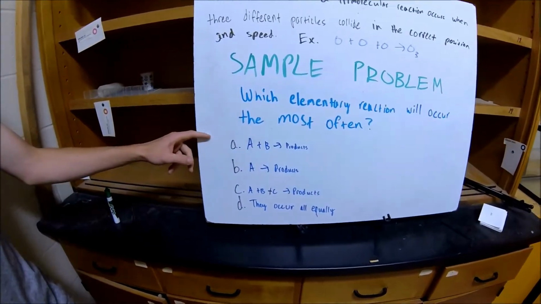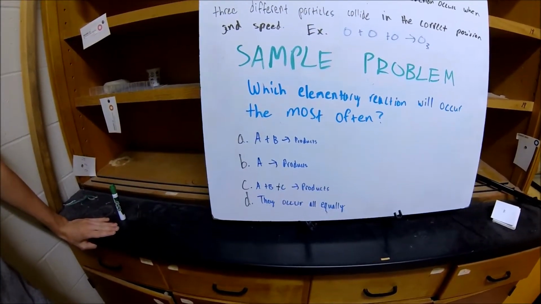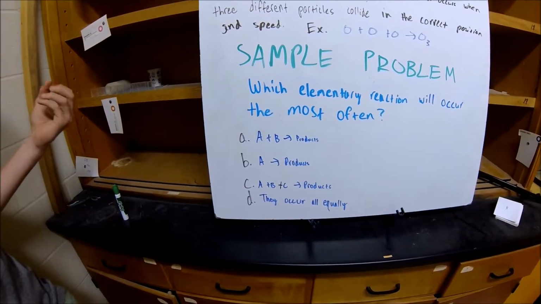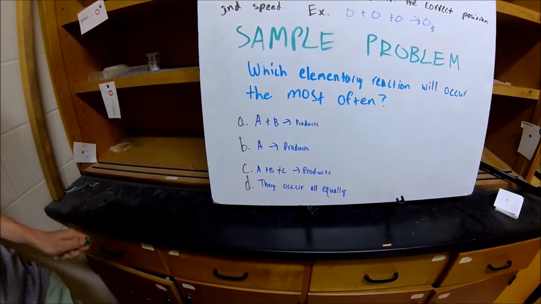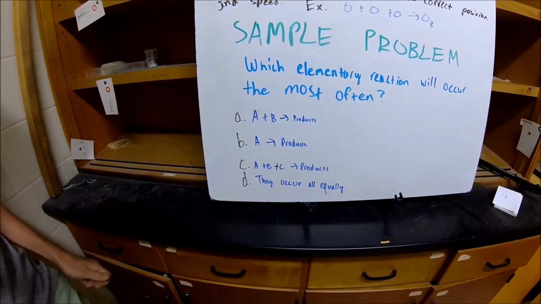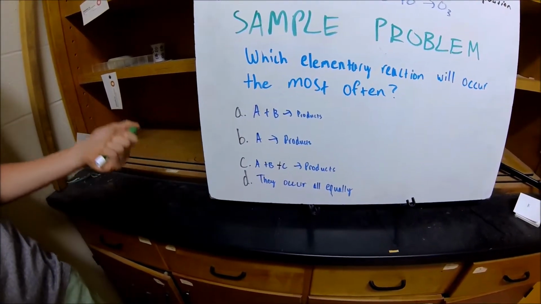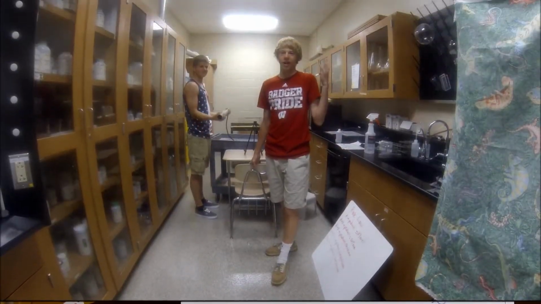The reason it's not A plus B yields products is because it is a bimolecular reaction, and that means that there are more reactants, and that equals less likely to form the products. The reason it's not C is because it's trimolecular, and that has an even less chance to form products. And it's not D because that doesn't really make sense, because these are all different, so they would all react longer or shorter. That's all I have for my video.